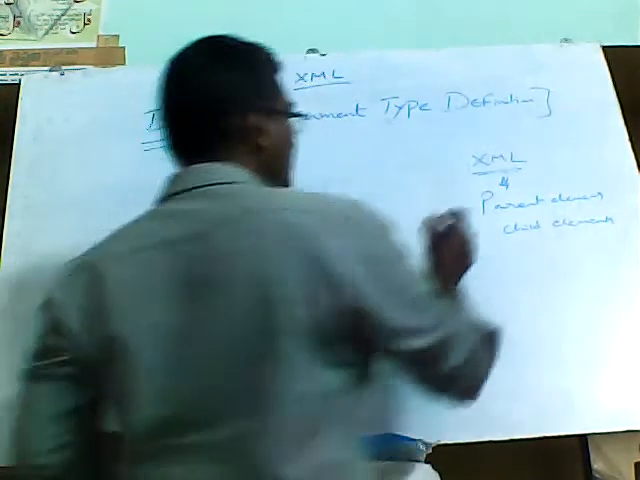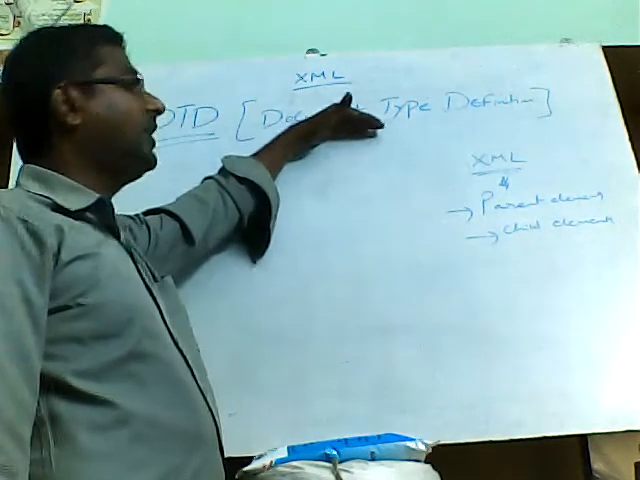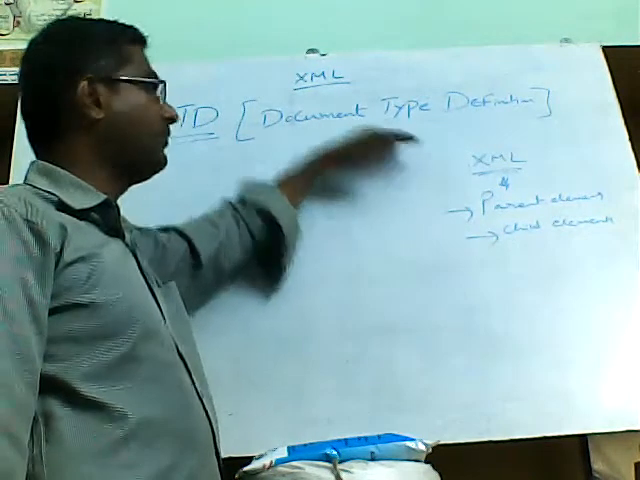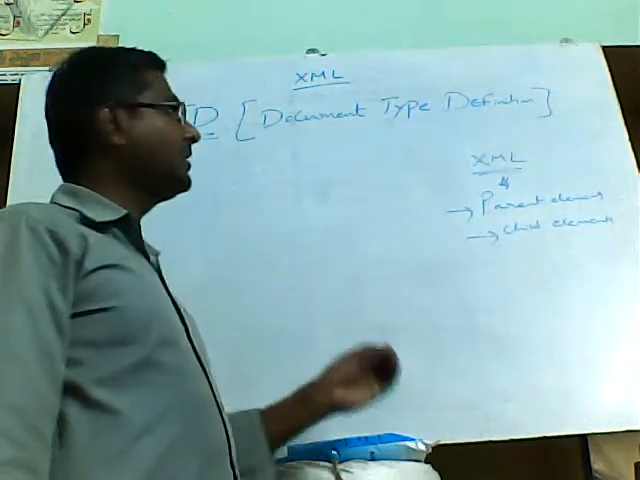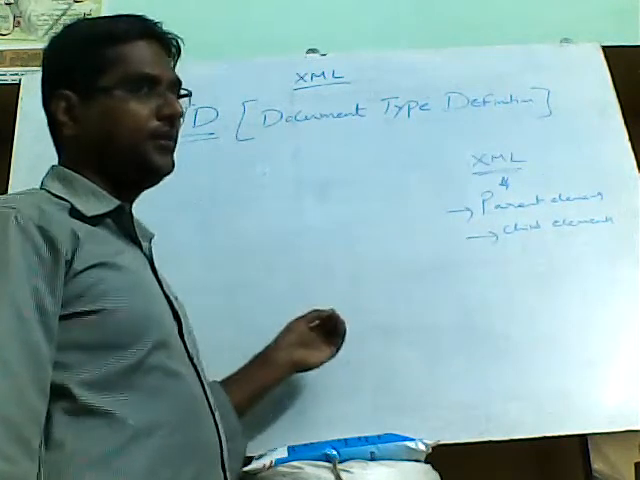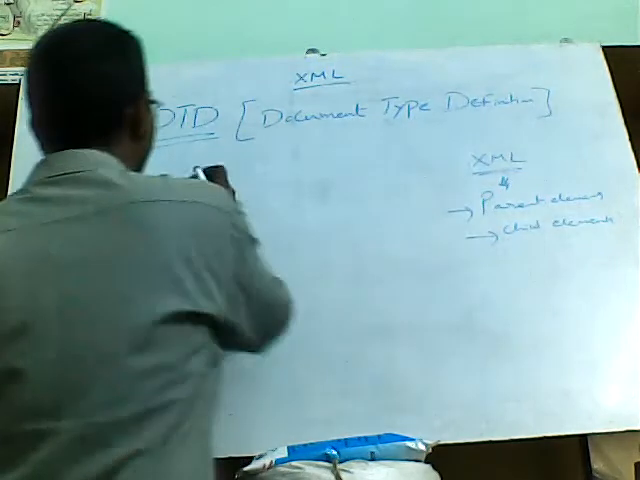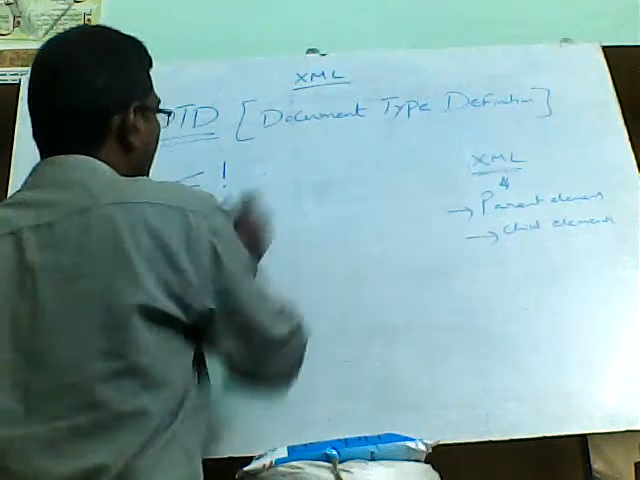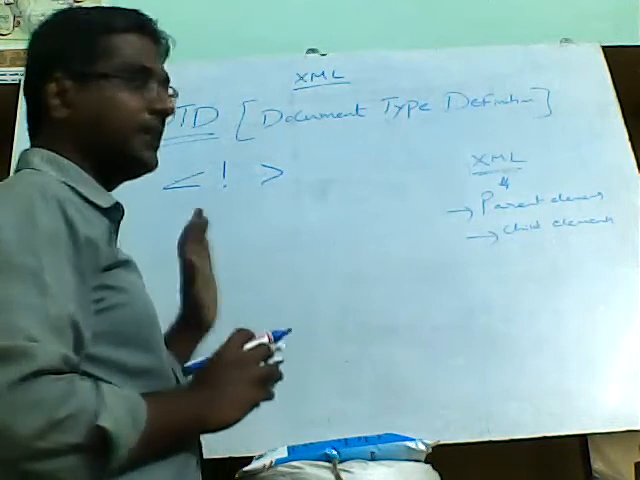You can find two different types of elements in the XML document: parent element and child element. While writing the definition of an XML document, we need to follow some syntax for the parent element and for representing the child element. If you want to describe an element of an XML in DTD, the syntax we need to follow is less than, exclamation mark. This is the syntax we follow to describe the element.